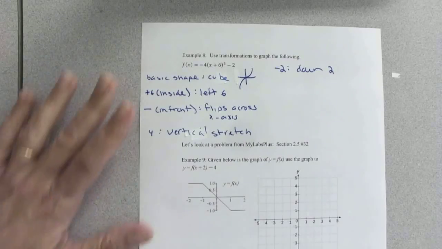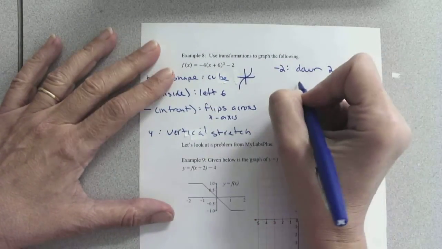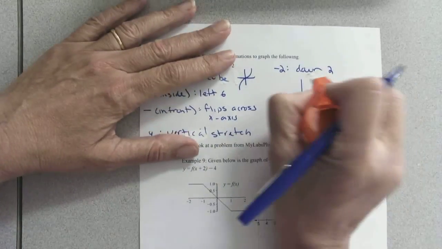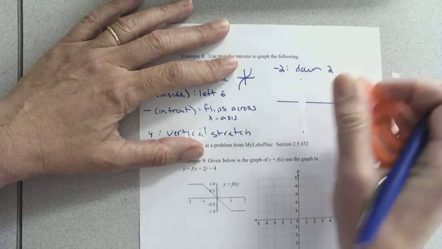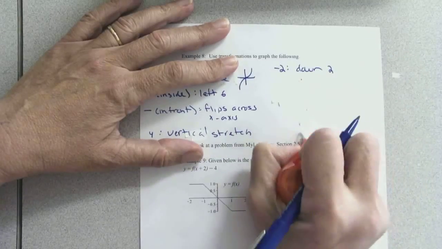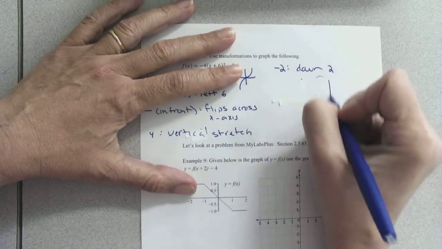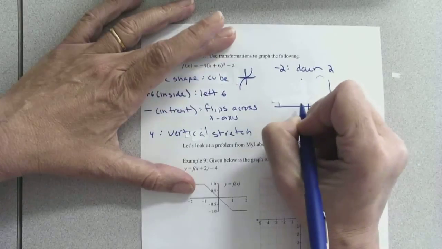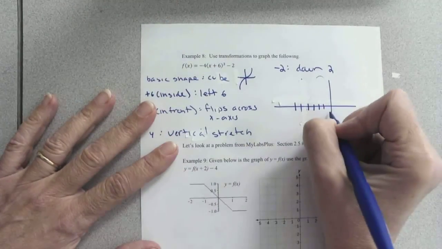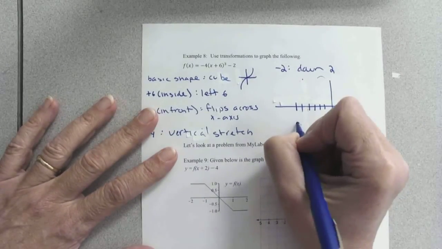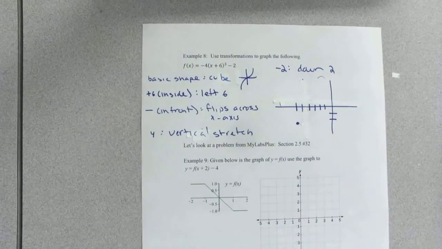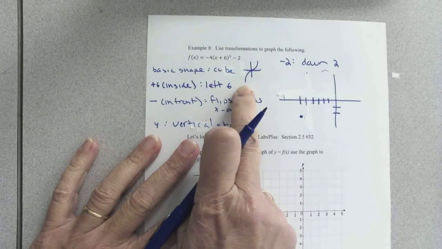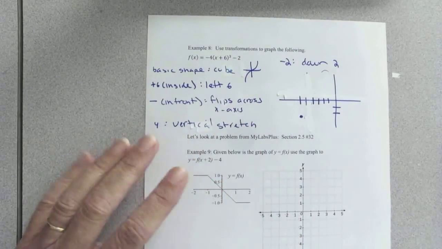Now, what will I be expecting to see come test time on a paper test? So left 6, do that over again. Left 6, 1, 2, 3, 4, 5, 6. Down 2, 1, 2. So that's that center point. Flipping it, so instead of starting low, it's going to start high.